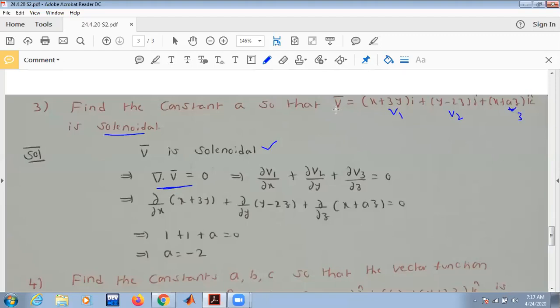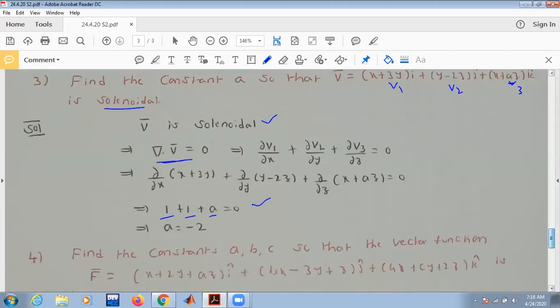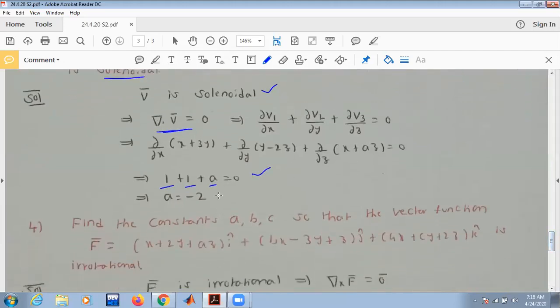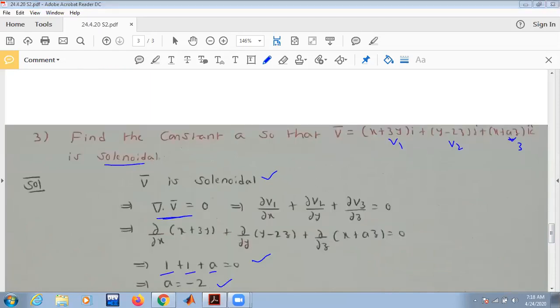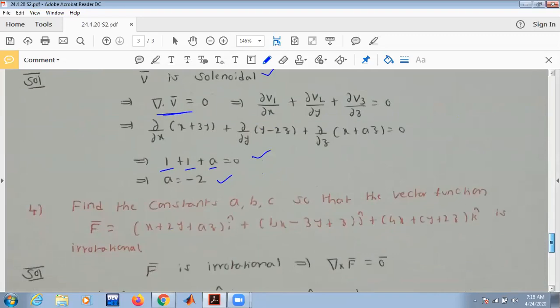So what is the formula for the divergence of a vector? Dou v1 by dou x plus dou v2 by dou y plus dou v3 by dou z has to be 0. Differentiate the first component with respect to x, that is 1. Differentiate the second component with respect to y, again 1. Differentiate the third component with respect to z, you will get a. So 1 plus 1 plus a must be 0 because the divergence should be 0, as it is given as solenoidal. Therefore a equals minus 2. So you just use the condition that divergence is 0 for a solenoidal vector, and you will get the unknown constant.